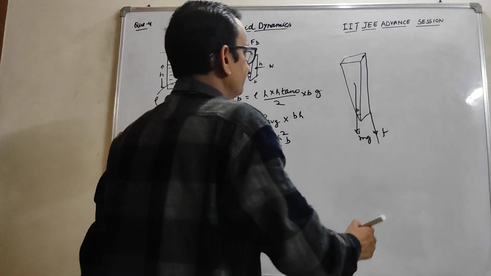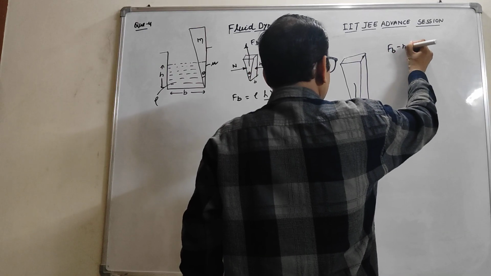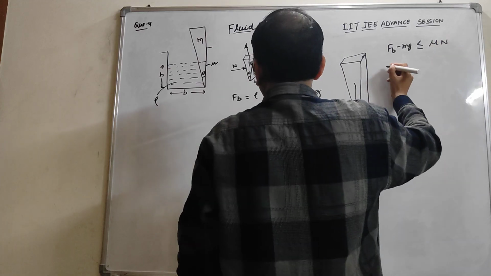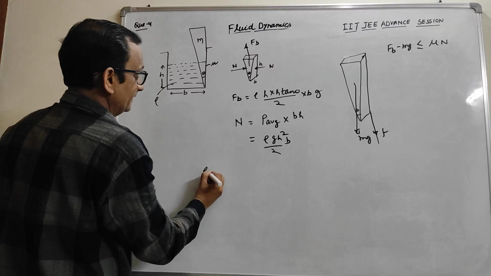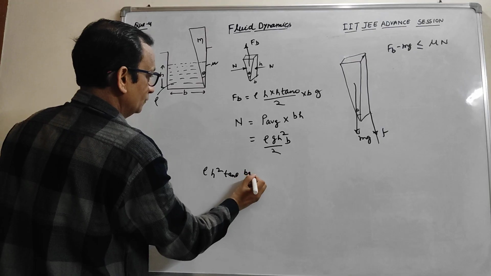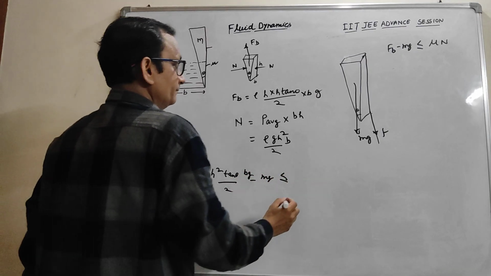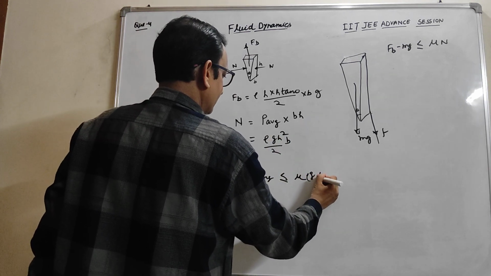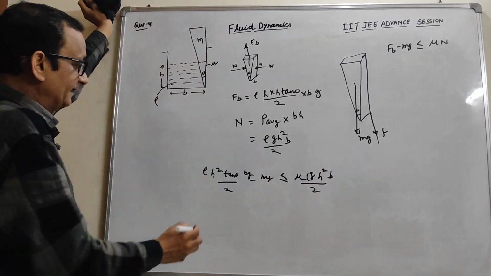So we write here buoyant force minus mg is less than or equal to friction. Friction is mu N. This is the buoyant force. Here we write rho h square tan theta b g by 2 minus mg less than or equal to mu into N, this is the normal, rho g h square b by 2. So we have to find the h.